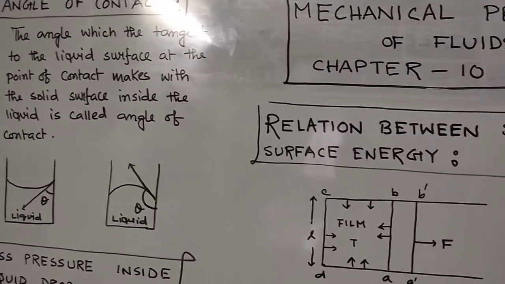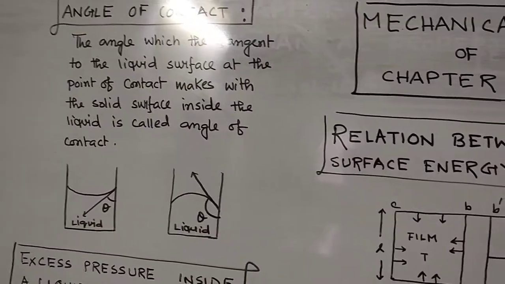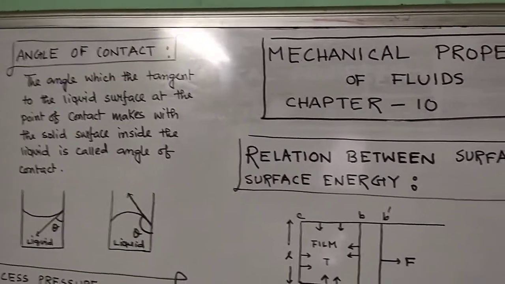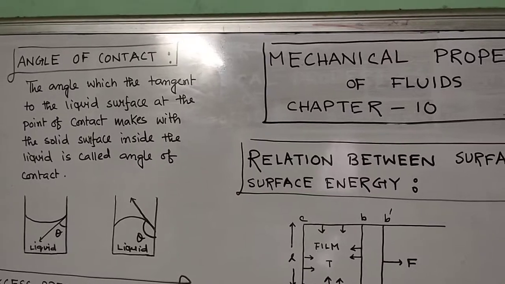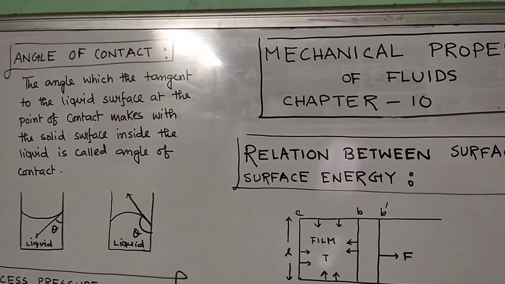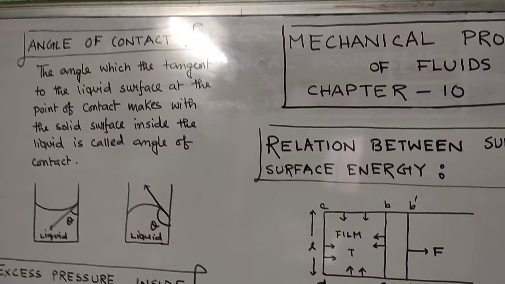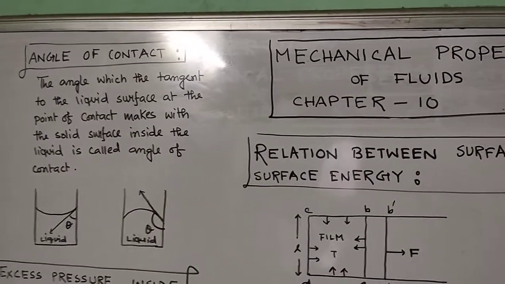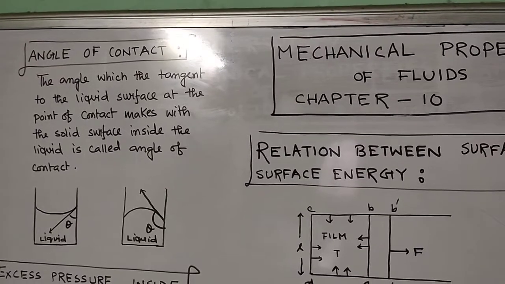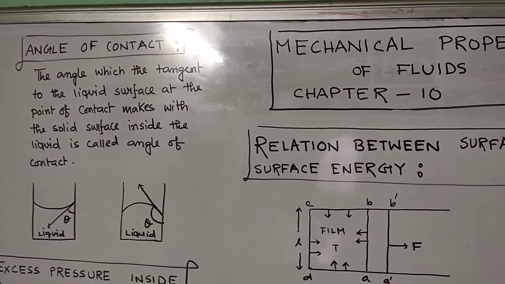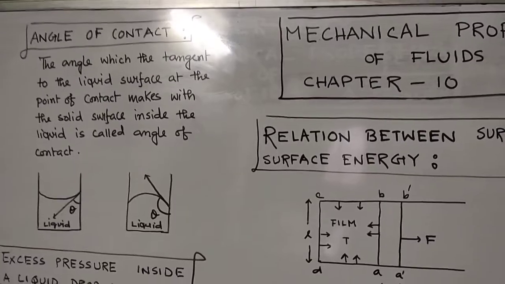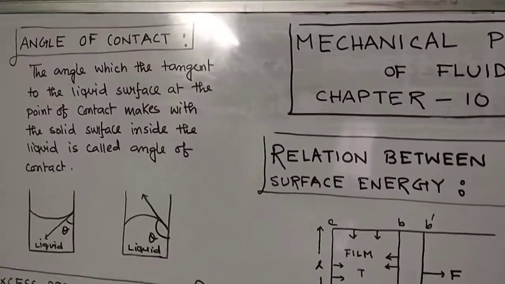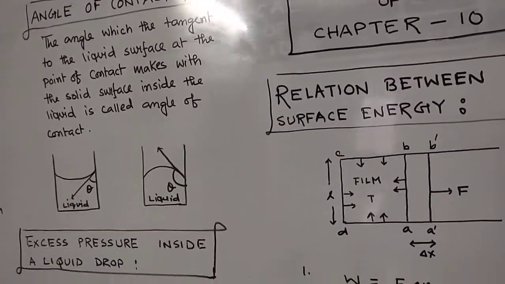For the surfaces which are concave, the angle of contact is acute, but for the surface which is convex, the angle of contact is obtuse. So let me define: the angle which the tangent to the liquid surface at the point of contact makes with the solid surface inside the liquid is called the angle of contact. Whenever you draw a tangent on the curved surface, you have to find the angle made by the tangent with the solid surface inside the liquid. Solid surface inside the liquid, that's a very important point. And that angle is nothing but your angle of contact.